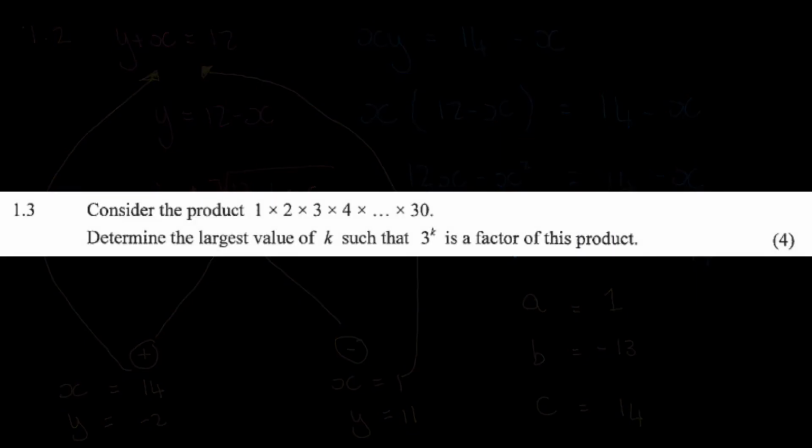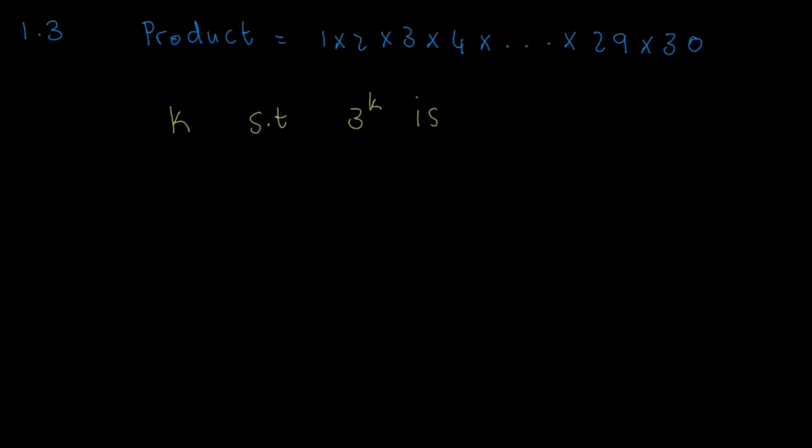So for the last question, 1.3, we have a product, and this product is equal to 1 times 2 times 3 times 4 all the way to times 29 times 30. And then we need to find the largest value for k, or we have to determine the largest value for k, such that 3 to the power of k is a factor of 30 factorial.